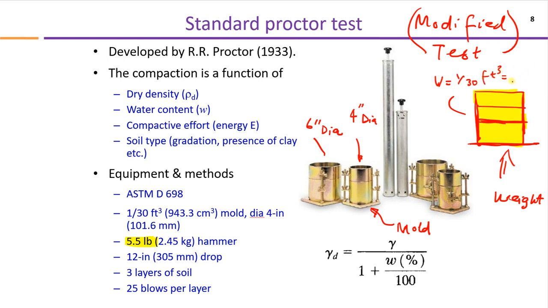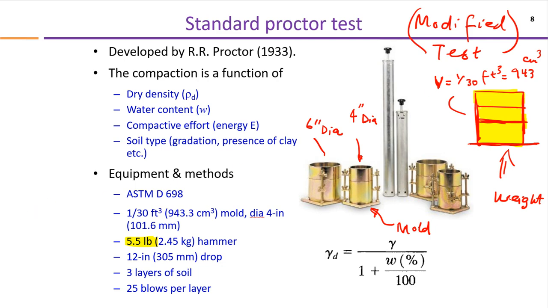and in cubic centimeters, it is going to be 943 point something. If we round off, it is approximately equal to 944 cubic centimeters, 943 or 944 cubic centimeters. So if we know the weight and the volume, we can easily find the unit weight. Once we get the unit weight, and from moisture content, we can calculate the dry unit weight.